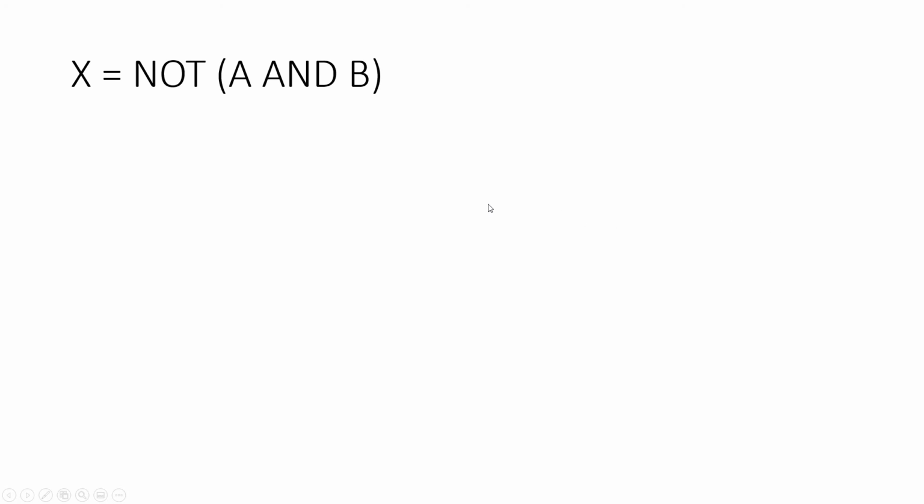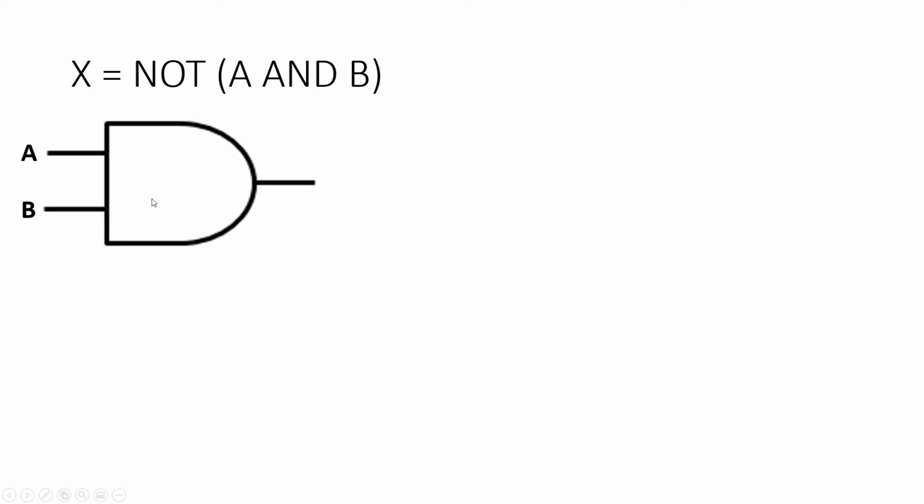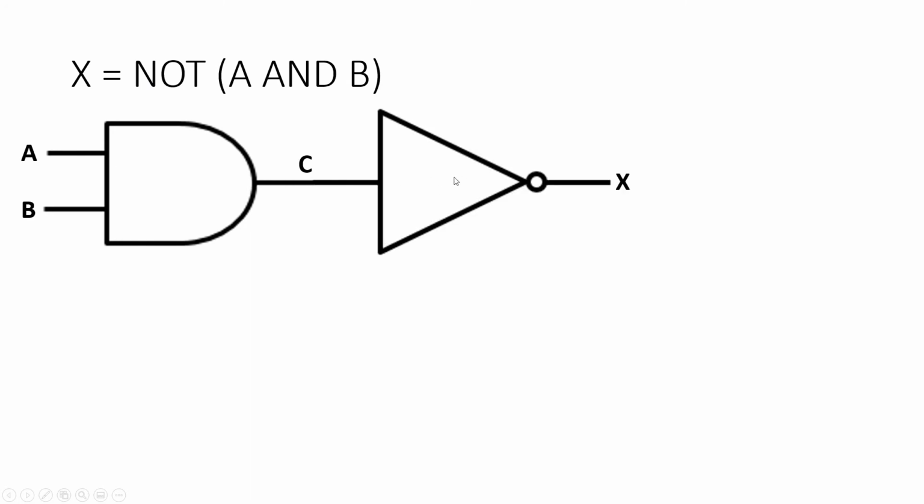Welcome back. So here's the first one. We're saying X equals NOT (A AND B). So A and B we're going to do first. So let's get that AND gate, A and B. That'll get us A and B. Whatever comes out of that is going to flow into the NOT. So we need a NOT gate now. Well, actually, I've got a working output there, C. But it goes into the NOT, and that gives you X.